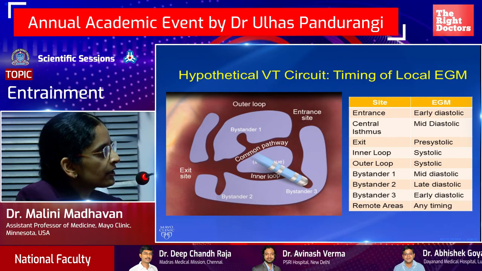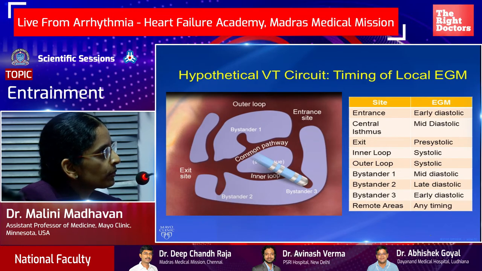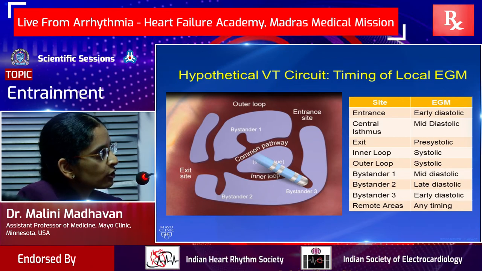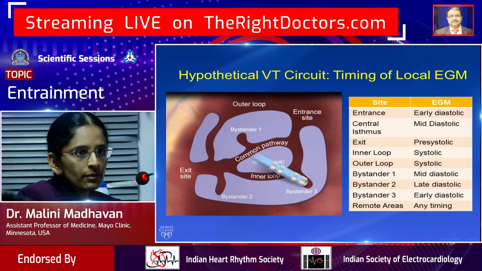So you could have bystanders connected to the loop, the inner loop here. You could have bystanders connected to the common pathway or the critical isthmus of the circuit. And these can often be hard to distinguish from an actual critical isthmus, and that's where entrainment is helpful. Does that make sense so far?